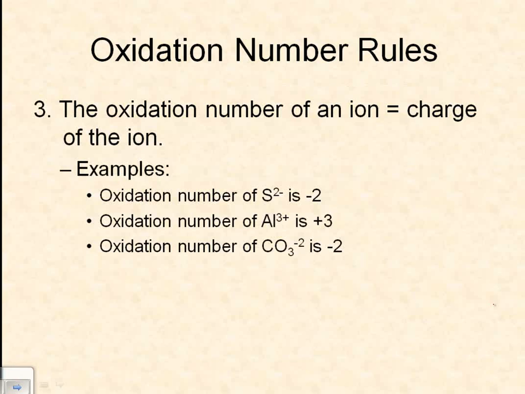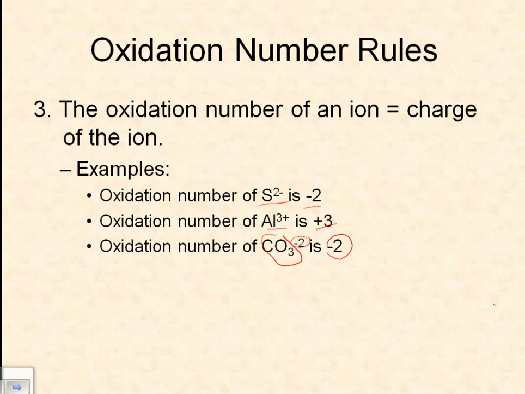Okay. The oxidation number of an ion is the charge of the ion. So again, oxidation number and charge mean the same thing. So if I have the sulfide ion, it's a -2. That's its oxidation number also. Same thing for aluminum. It's a +3. So its oxidation number is +3. The carbonate, here's a polyatomic that has a charge of -2.